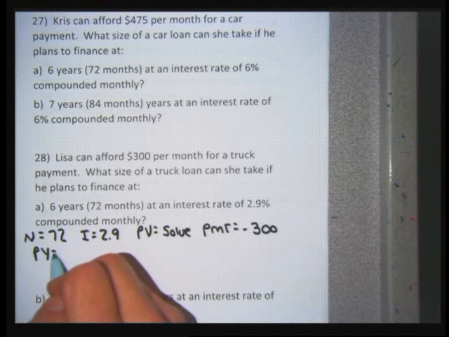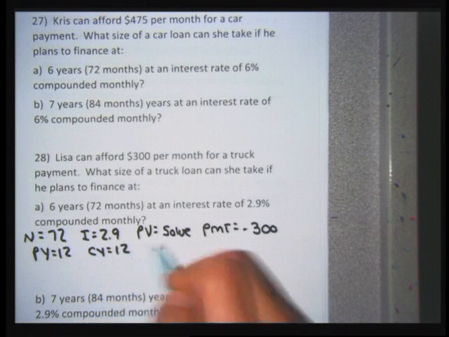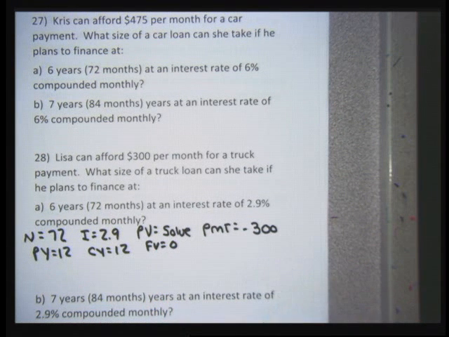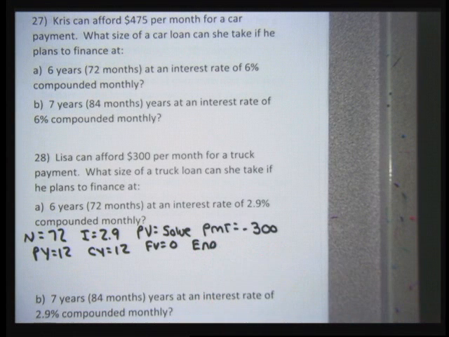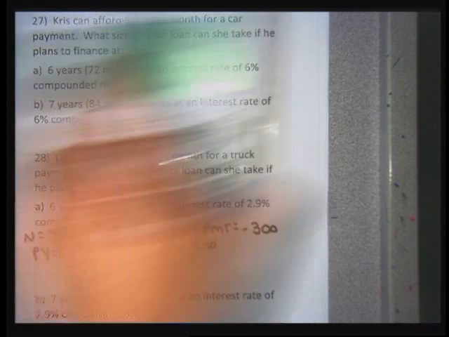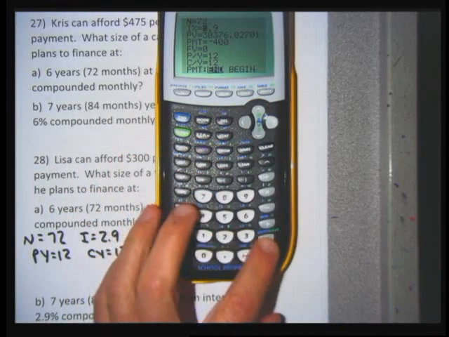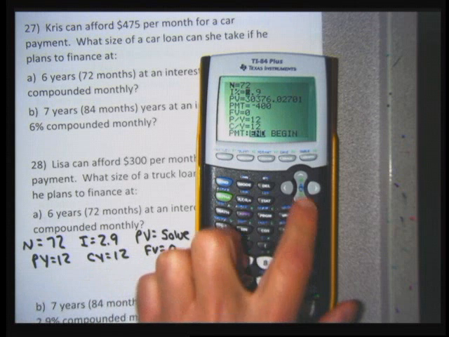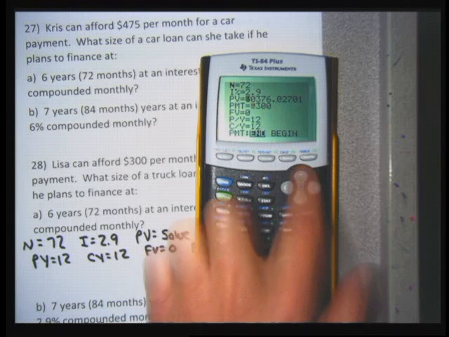P/Y for all the loan problems was 12. C/Y for all the loan problems was 12. FV for all the loan problems was 0. And I needed END. I kind of put these in out of order, but they're all there. So N is 72, 2.9 for the interest rate, and negative 300 for the payment. Everything on the bottom part doesn't change for the loan problems.